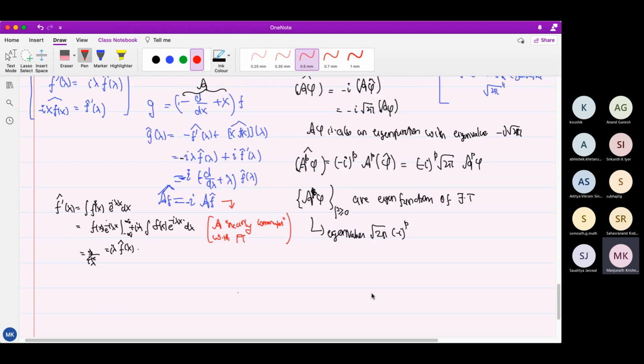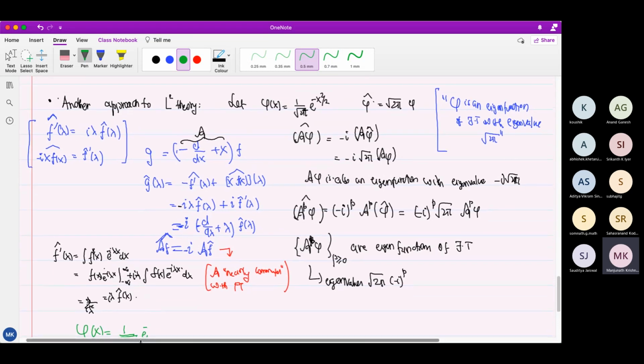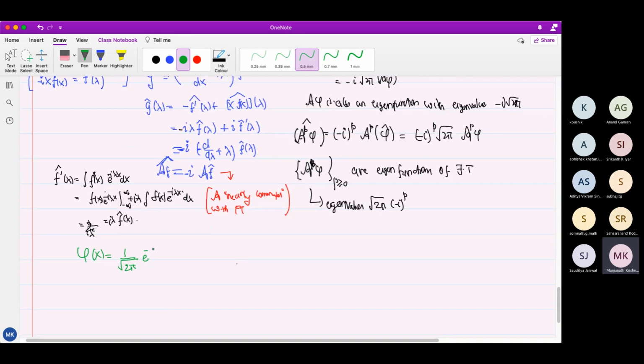Okay, what are these functions going to look like? So let's compute maybe one or two of them. Then you will see what they look like. So phi of x is 1 by root 2 pi e to the minus x square by 2. Actually, since I'm talking about eigenfunctions, that 1 by root 2 pi is not necessary, but for me it's always safer to keep it so that I don't make mistakes. So this is this. So what happens to it under A, that is, what is A phi?